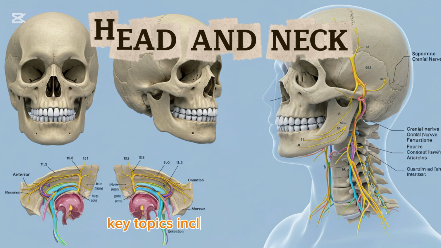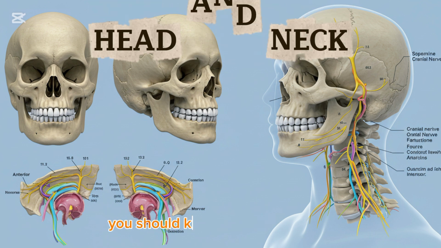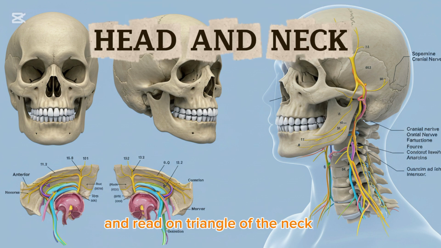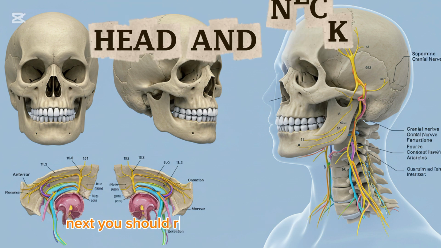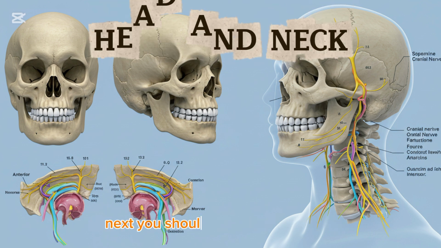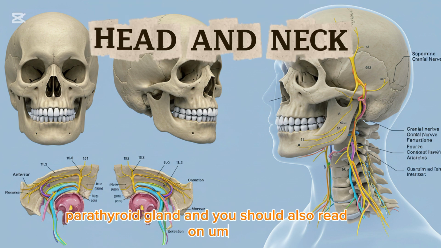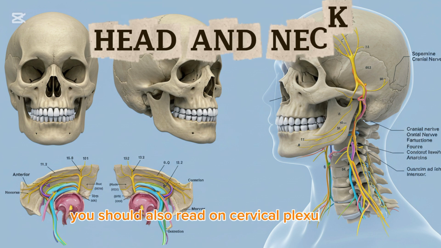For head and neck, key topics include the cranial fossa, the sinuses, facial nerve, nose, the nasal cavity, the lateral wall of the nasal cavity. You should know the eyes too. You should read on the eyes, the extraocular muscles, and read on the triangles of the neck. Read on the scalp layers and blood supply. Next, you should read on the pharynx and larynx. Next, you should read on the thyroid and parathyroid glands, and also the fascial compartments of the neck. You should also read on the cervical plexus of nerves.